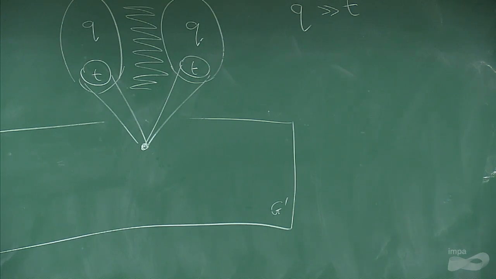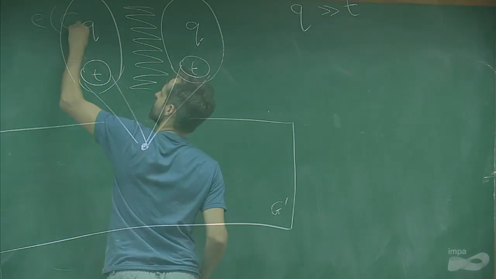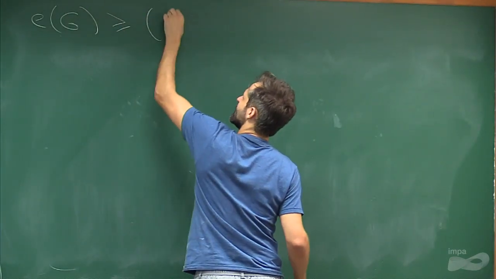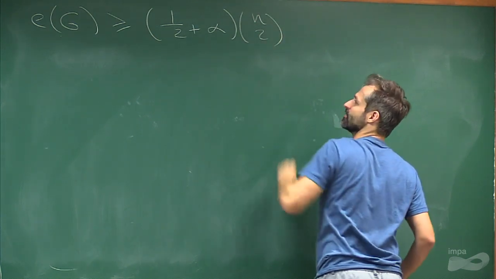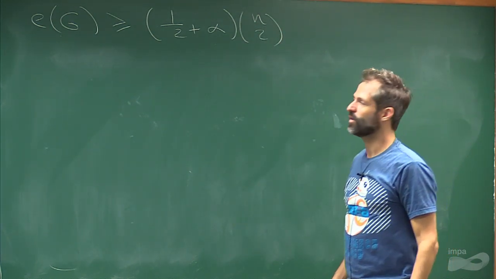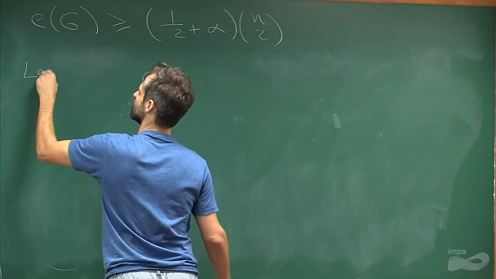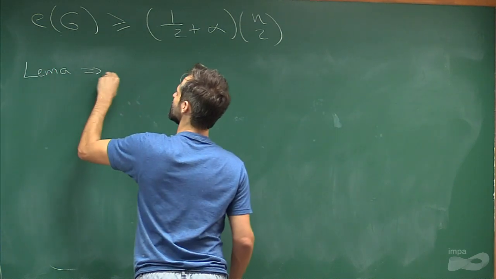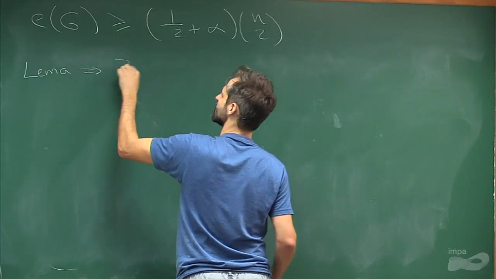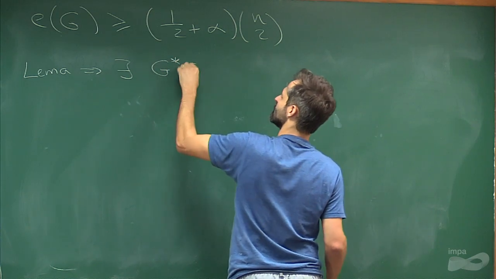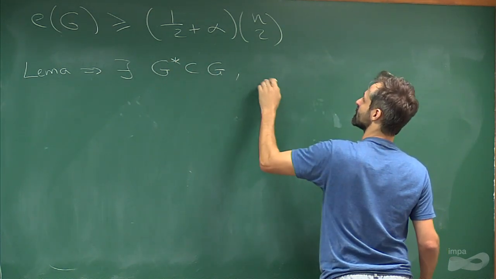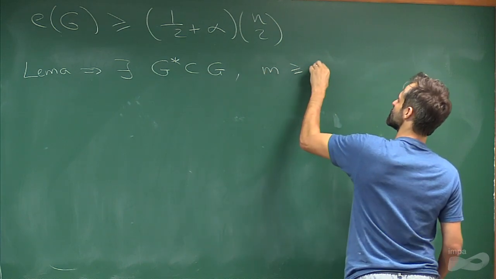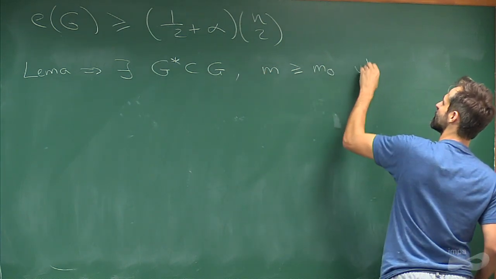Right. So first step. We've got this graph G. Its edge count is at least a half plus alpha times n choose 2. We apply the lemma, which implies there exists a G star in G. So it's got m vertices, which is bigger than m0.